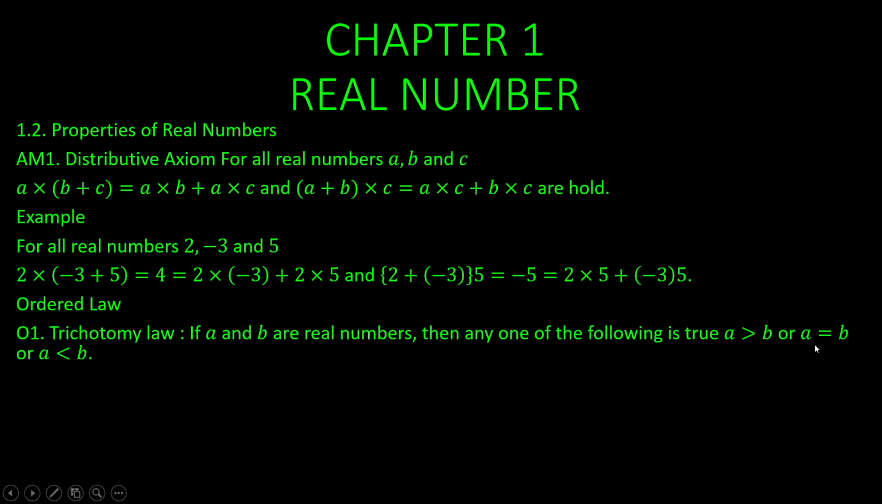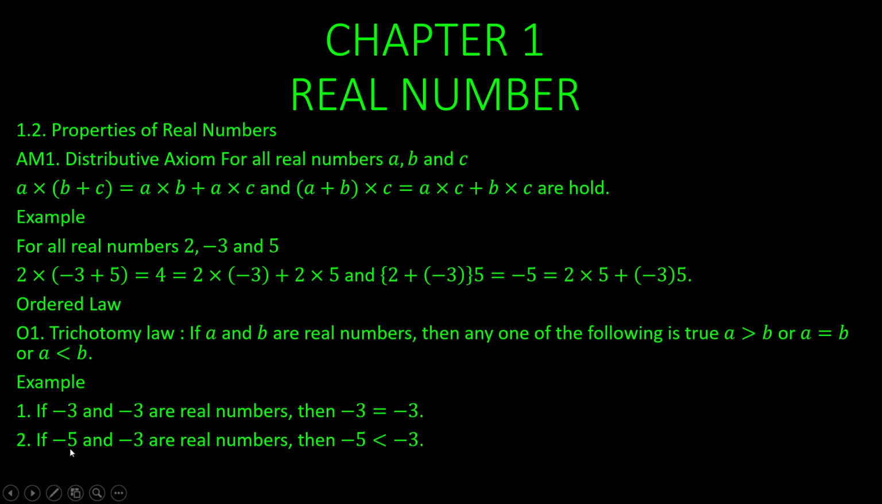Order law. So the first order law is the trichotomy law. If a, b are two real numbers, then any one of the following is true. That means a may be greater than b, or a may be equal to b, or a may be less than b.